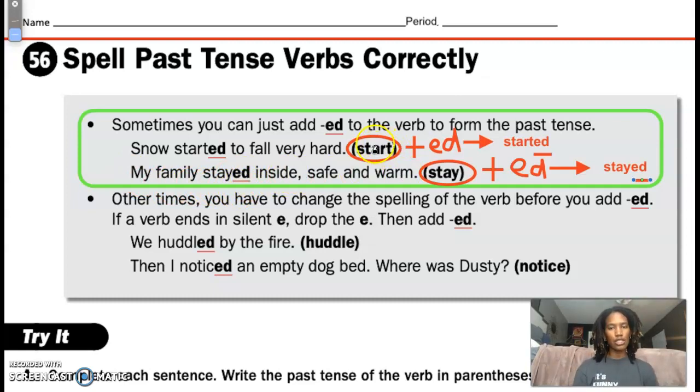Okay, so start, this is present. Started is past tense, right? Stay is present, and stayed with ed is past tense. Okay, so those are super simple, super easy, right? Now let's look at the next rule.